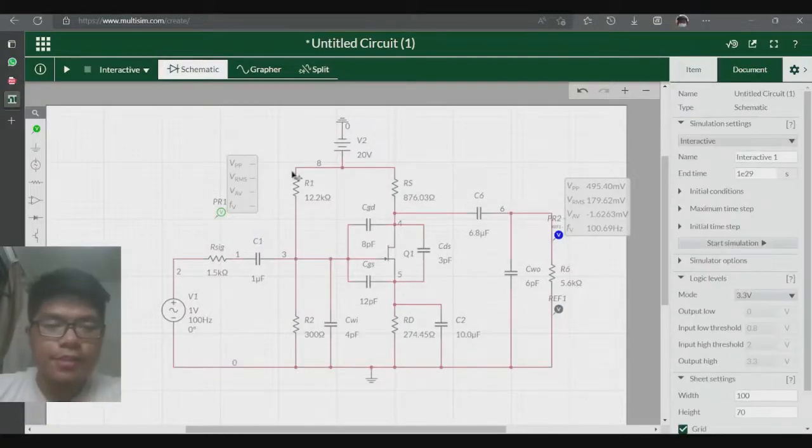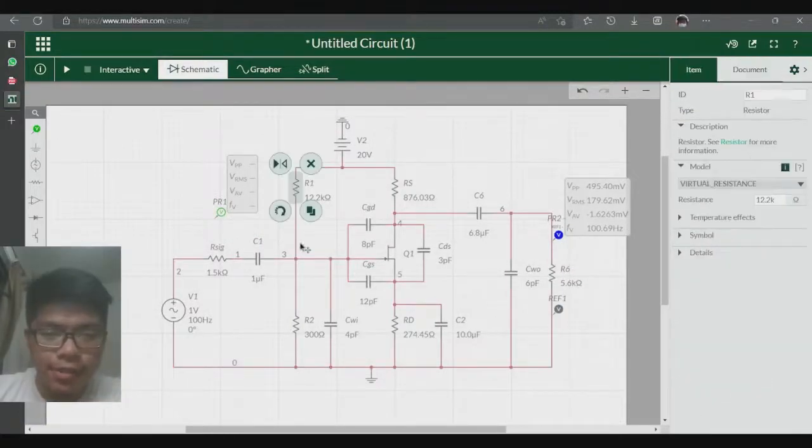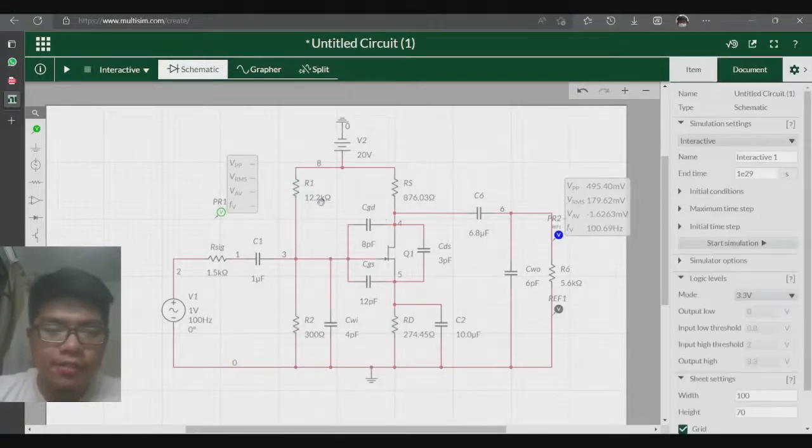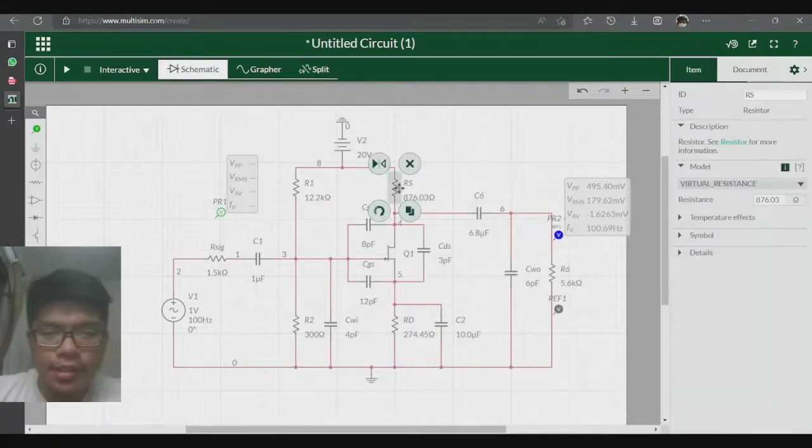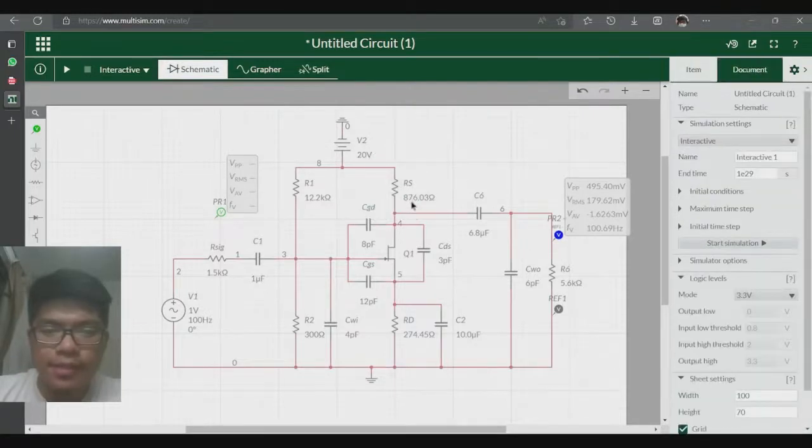Here you can see our resistor values, which were done in the calculations. The first one, R1 is 12.2K, R2 is 300 ohm, and RS is 876.03 ohm, and RD is 274.45 ohms here.